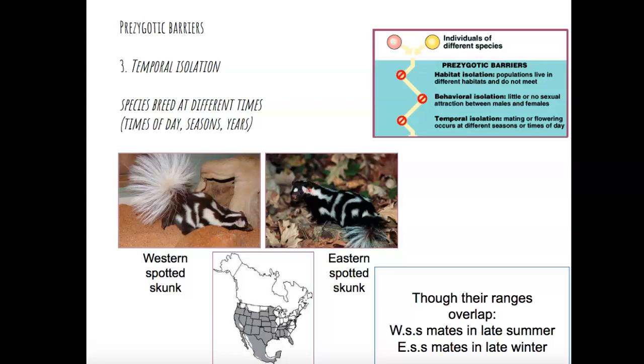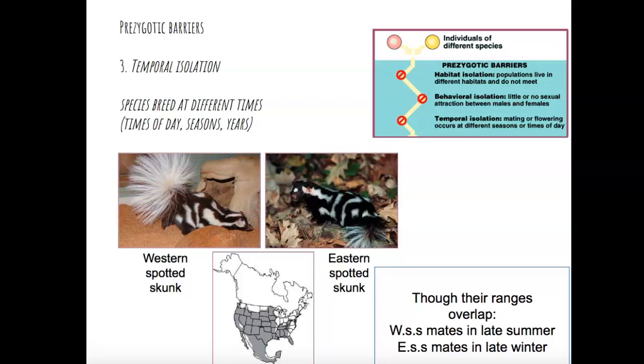One example of this is in skunks in North America. There are western spotted skunks and eastern spotted skunks, and there are parts of their ranges that overlap. However, western spotted skunks mate in late summer, and eastern spotted skunks mate in late winter. And because of that, they are not ready to mate. They're not fertile at the same time of the year, and therefore they're unable to mate.